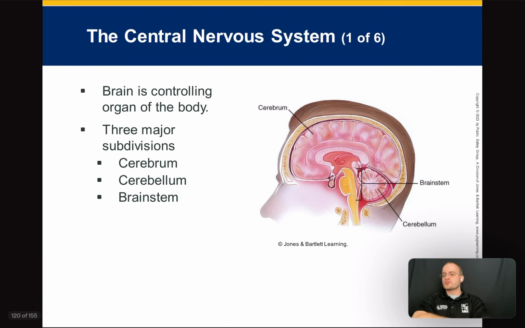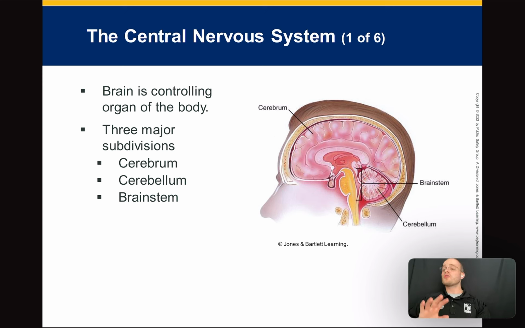So it starts off with the central nervous system. The central nervous system, as a whole, is the brain and the spinal cord. That's worth knowing. The central nervous system is the brain and the spinal cord. But as you should know, the brain controls the body. It tells it what to do. It takes a lot of input in, sends a lot of output out. Pretty much every being of our body is controlled by the brain.